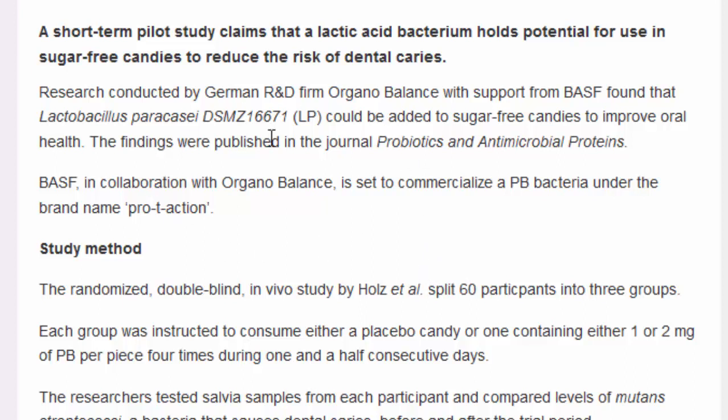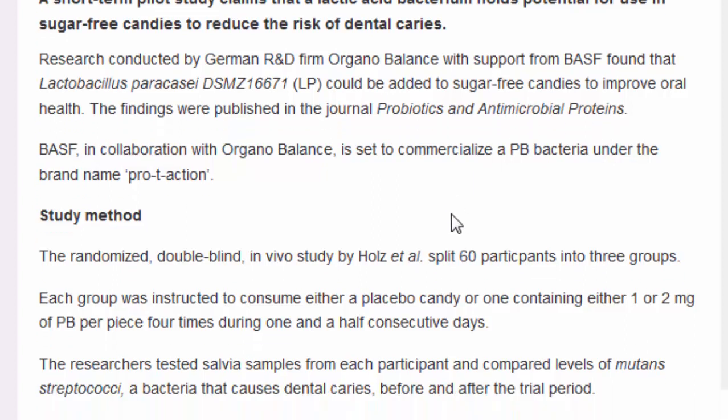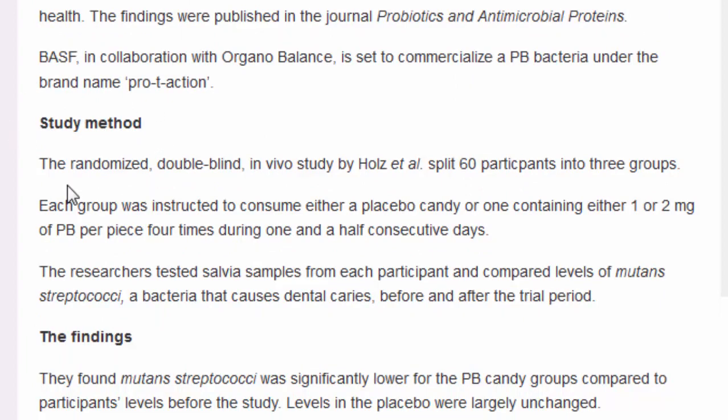All right, so we figured out what was going on. It was published in the Journal of Probiotics and Antimicrobial Proteins. Remember, I talked about probiotics a little bit. That's what this is. They're telling me how they set it up. Randomized, double-blind. That means nobody knows what they're getting. They're all getting the same. It looks the same, but it has different amounts of stuff in it.